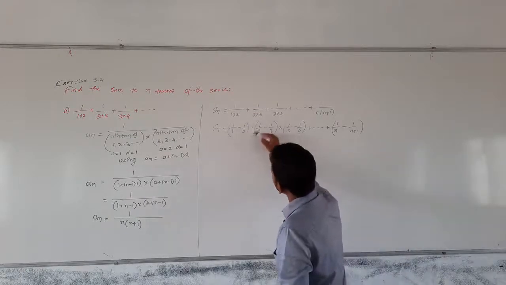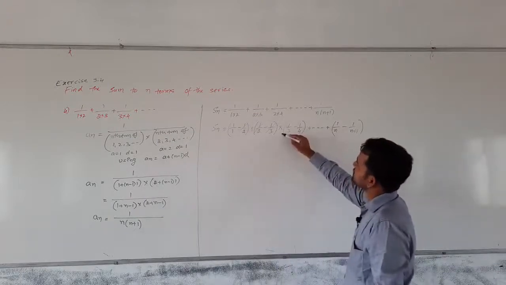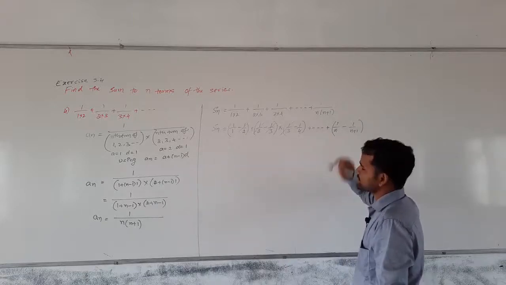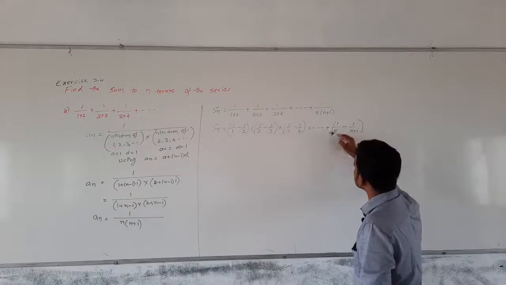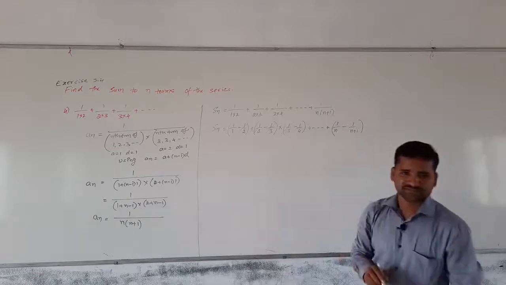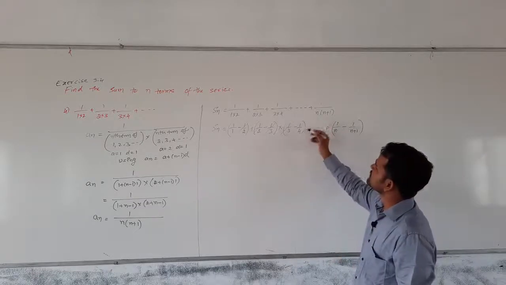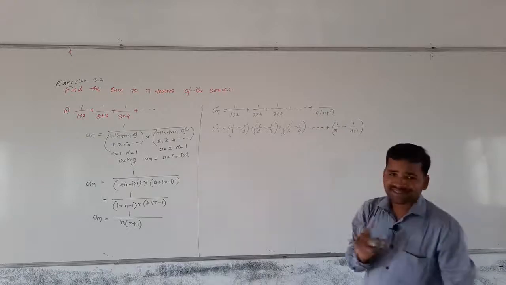minus 1 by 2 plus 1 by 2 minus 1 by 3 plus 1 by 3 minus 1 by 4 plus 1 by 4, and so on like that. How many terms will get cancelled out? Up to this, 1 by n gets cancelled out. This minus 1 by 4 also gets cancelled, all this. And what are the terms remaining here?